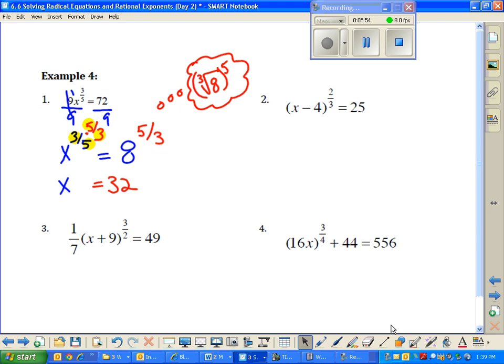32. If you plug that in for x, raise it to the 3/5 power. That's the same thing as taking the 5th root of 32, which is 2. And then you raise that to the 3rd power. 2 to the 3rd is 8. 8 times 9 is indeed 72. So this answer does work. Makes me pretty happy.